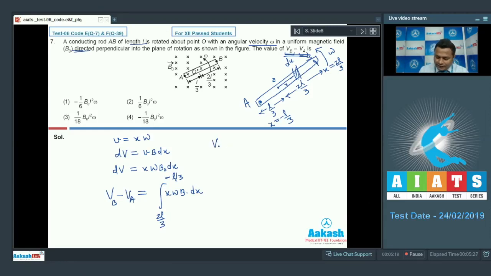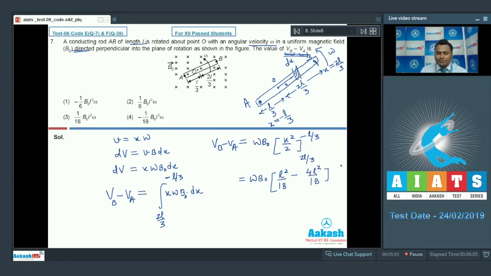Solving the integration, we get VB minus VA equals omega constant, magnetic field B0 constant comes out of the integration. Integration of x gives you x square upon 2, having the limit 2L by 3 to minus L by 3. Putting the limits, we get omega times B0, upper limit L square by 18 we get, minus of lower limit 4L square by 18 we get.